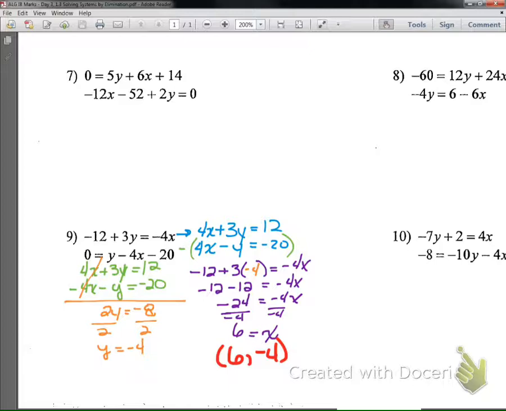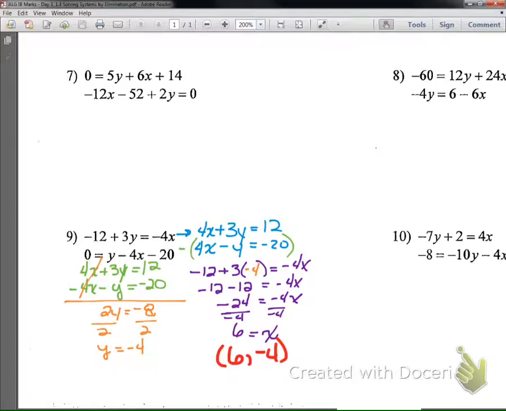Okay, and problem number 9. I had to rearrange both equations again. And this time when I rearranged them, I noticed that I had the x coefficients, the numbers were the same, they just were not opposite signs. So rather than multiplying by opposite coefficients, I just multiplied one of those equations by a -1 or by a negative to change all the signs.